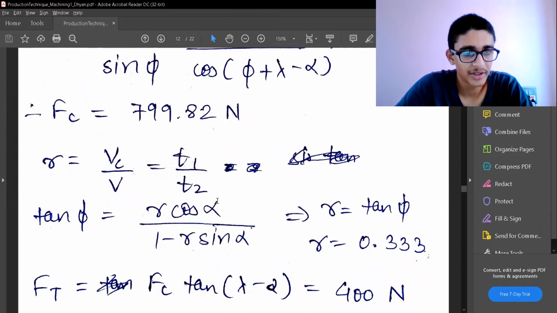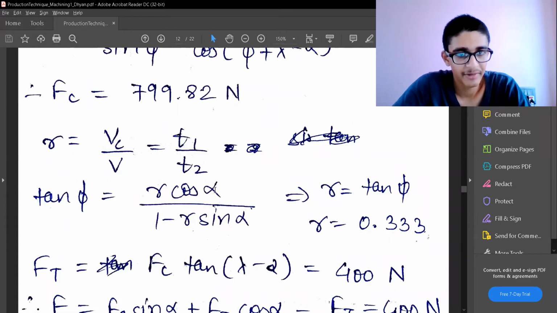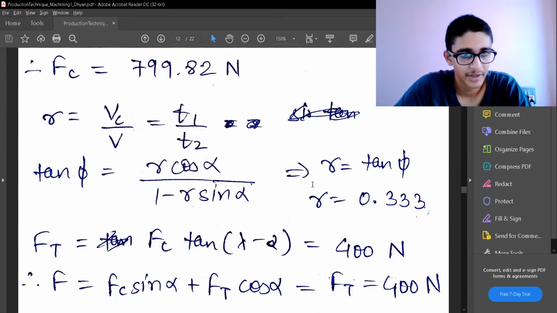Now we are not given the two velocities, but we want to estimate the value of r. r was the ratio of the chip thickness before machining and after machining, that is, uncut and cut chip thickness. So tan phi is r cos alpha upon 1 minus r sin alpha. Because alpha value is 0, this will be cos 0, that is 1, and 1 minus 0. That means r is equal to tan phi. So we have got r from the phi value.